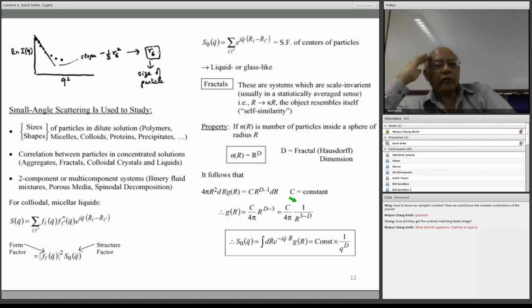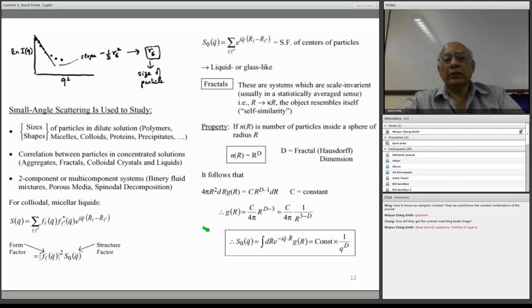Now, the Fourier transform of a power law in r is a power law in q. And so we see that S of q, the Fourier transform in 3 dimensions of 1 over r to the 3 minus d, is 1 over q to the d. So when you see a power law of scattering as a function of q, that exponent is often related to the fractal exponent. It can be determined directly from a small angle scattering experiment. So if you see that power law, often you can say that your object is a fractal with that dimension. And I'll give you examples of this shortly.